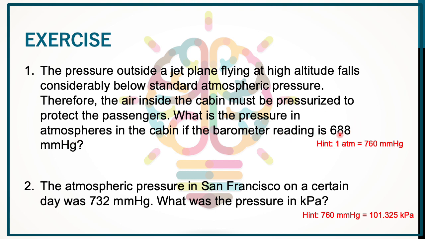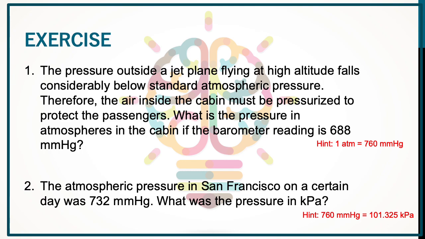So, given here, the pressure is 688 in millimeter mercury. So you need to convert into atmosphere. I already gave the hint here, the conversion factor. So you need to convert: 1 atm equals 760 millimeter mercury. The second one, okay, you can try this one. You need to convert this millimeter mercury to kilopascal. So you can use this conversion.